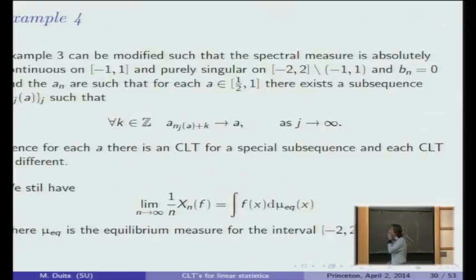And you can play a little bit more. You can modify this example a little bit. I don't want to go into the details, but you can adjust it in such a way that you have a continuum of central limit theorems. For each a between 1/2 and 1, so you fill in the gaps between 1/2 and 1, you find that there are these limits as j goes to infinity, which means that we have a central limit theorem for each a between 1/2 and 1. And still in this case, the limiting distribution of points goes to the equilibrium measure. So these are some crazy examples that you can get.